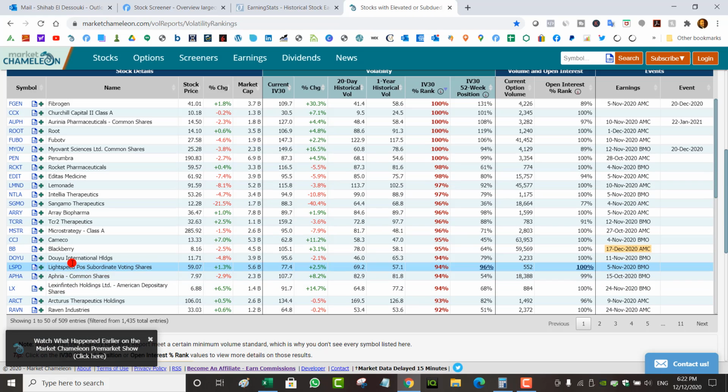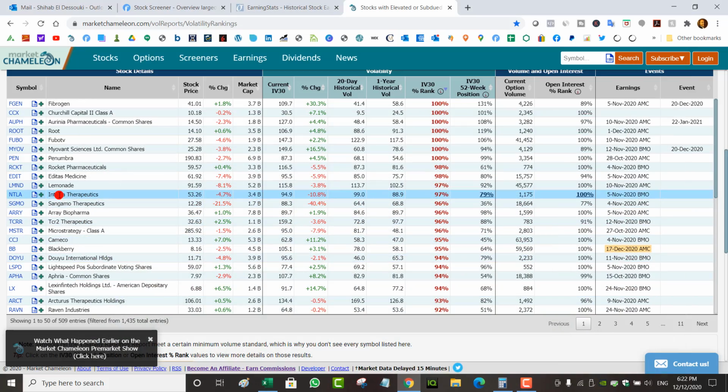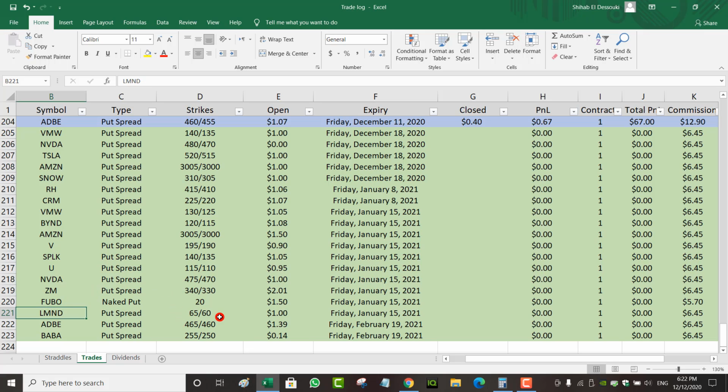You've got Lightspeed, Lemonade. So I've got a put spread on Lemonade as well. It's got a high IV. What's the IV on Lemonade? 97 and 92. Perfect. So I got a put spread on Lemonade, 65-60. Collected $1 going to January 15. So look how far I am, and I collected $1.